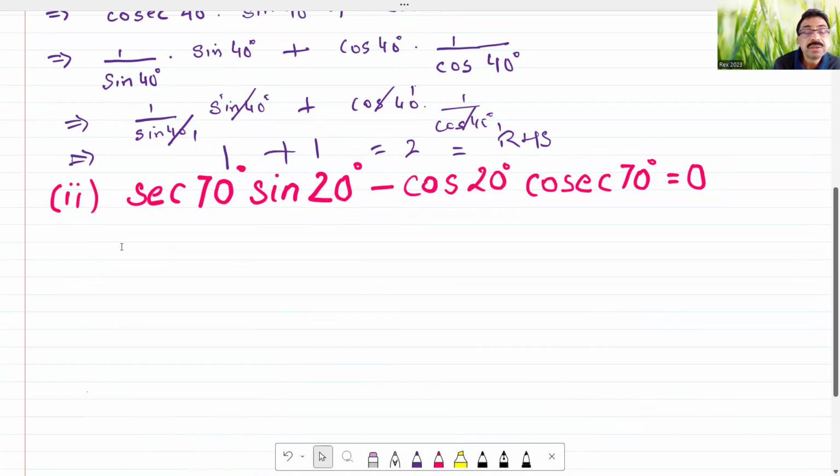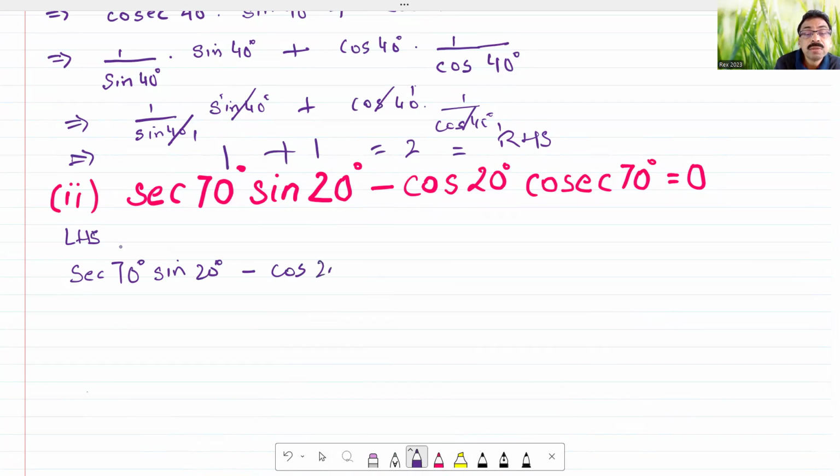Sec 70 degrees into sine 20 minus cos 20 degrees into cosec 70 is equal to 0. So the LHS here is sec 70 degrees into sine 20 degrees minus cos 20 degrees into cosec 70 degrees. Let's try and simplify this.